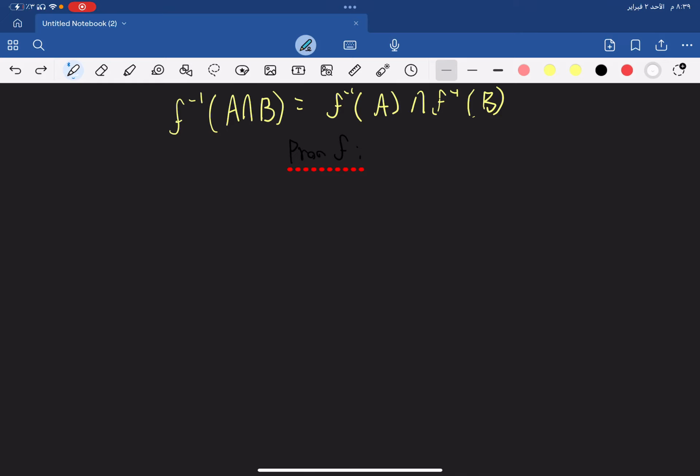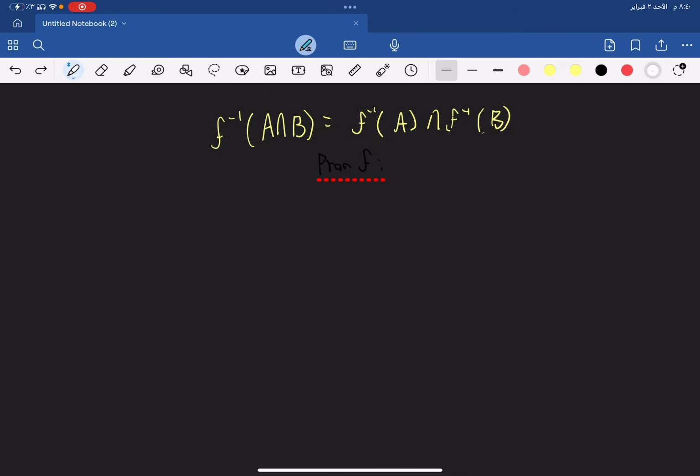Hello everyone. Today we have this cool theorem that says that the inverse function of A intersect B is equal to the inverse function of A intersect the inverse function of B. So let's begin the proof.